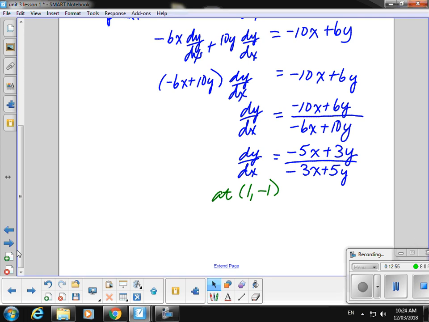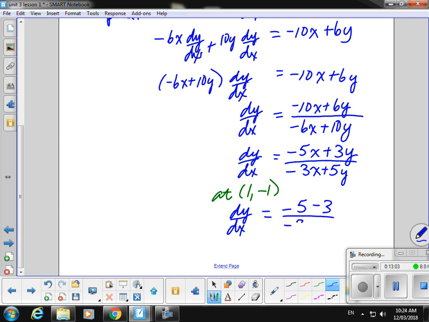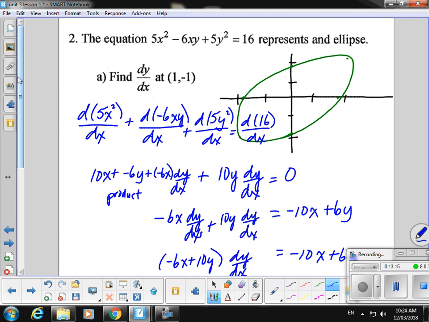So my derivative, the slope of the tangent would be negative 5, negative 3, negative 3, negative 5. Negative 8 over negative 8 is a slope of 1 at that place. Let's look at (1, -1) on my disastrous drawing. It doesn't even go through (1, -1), so we'll just pretend it does. And the slope of the tangent is a slope of 1 at that place. It's possible.